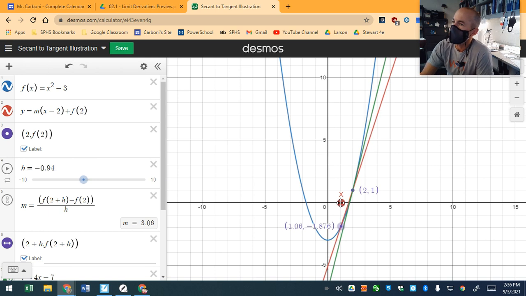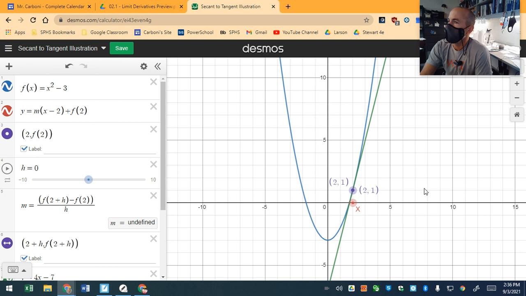The closer that x gets to 2, as x approaches 2, the secant will eventually, pow! It became the tangent. Once x got to 2, the secant became the tangent and their slopes were the same. Are we seeing that? I very carefully chose my words there. I kept saying x is approaching 2.